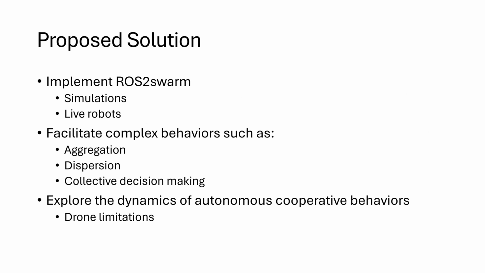Our proposed solution. Implement ROS2 Swarm to enable a decentralized robot swarm that can perform collaborative tasks in both simulations and with real live robots. This will facilitate complex behaviors such as aggregation, which has robots coming together, dispersion, which will have them moving in different directions away from each other, and collective decision making, which would be a voting pattern where the robots will choose a direction to go and vote on it and collectively go in that direction.